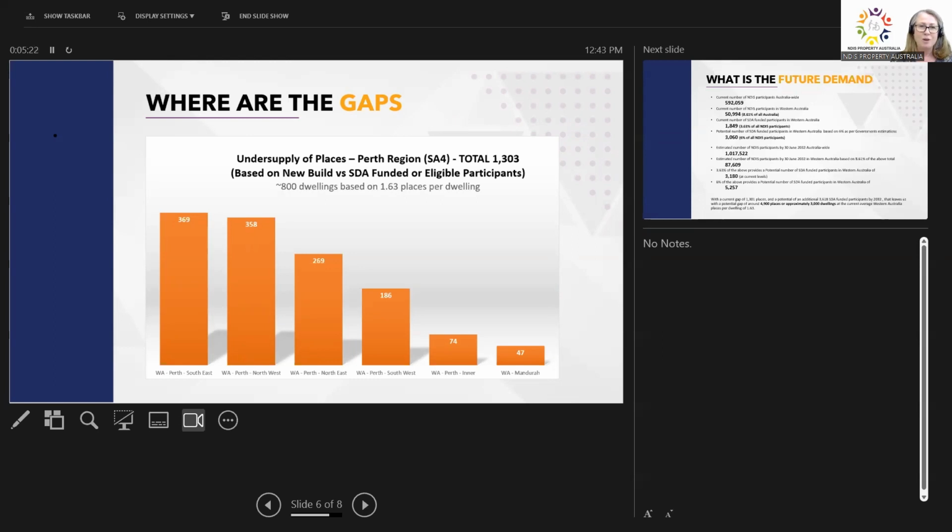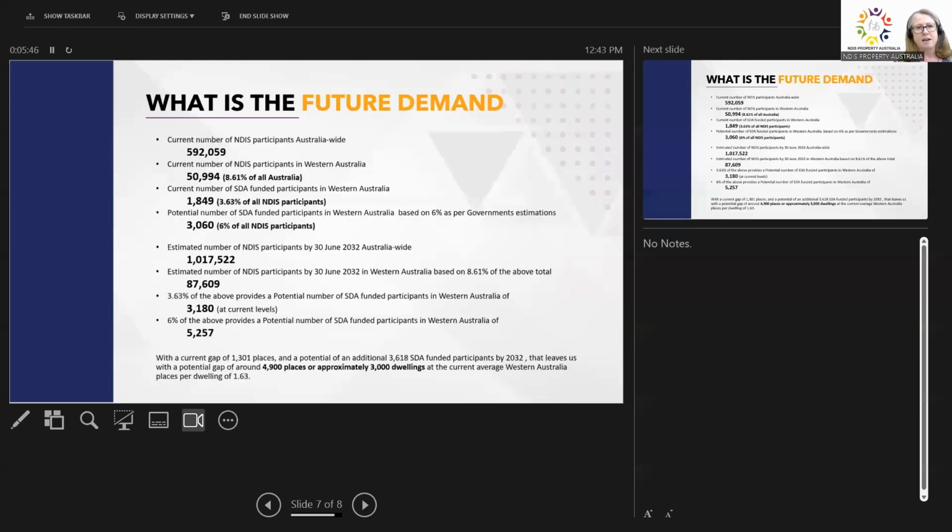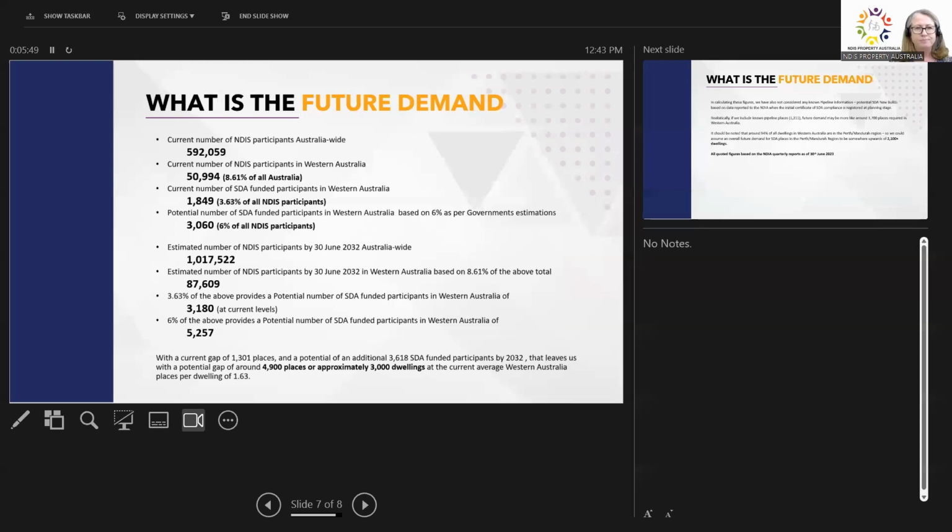Now, I want to be really clear here that this is based on the current data. And when we look at the SDA demand moving forward, it's really important to also look at the overall NDIA participation and the projected number of participants coming into the system. So next slide, I'm just going to run through some numbers here.